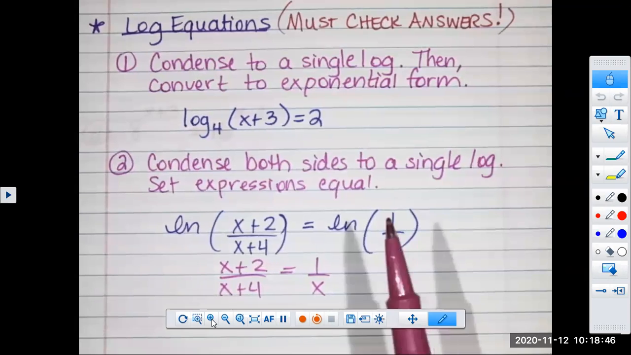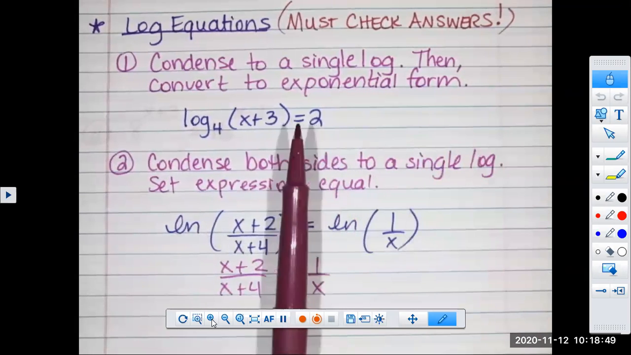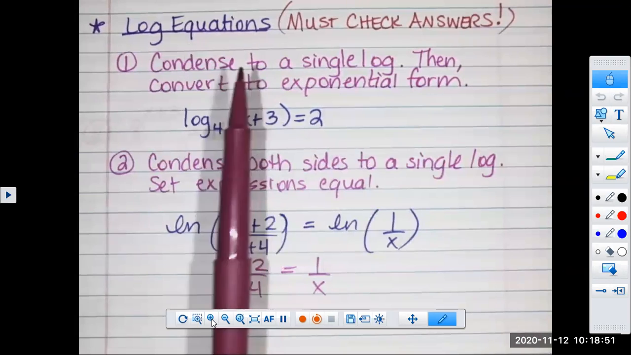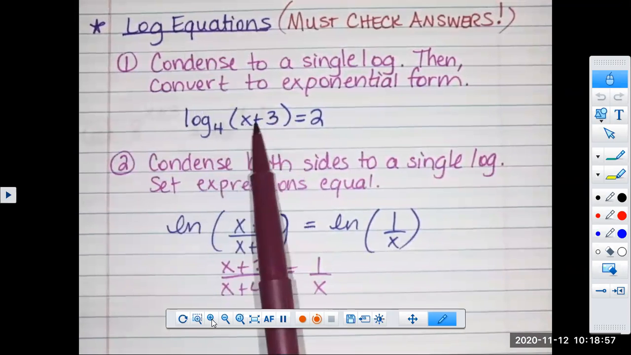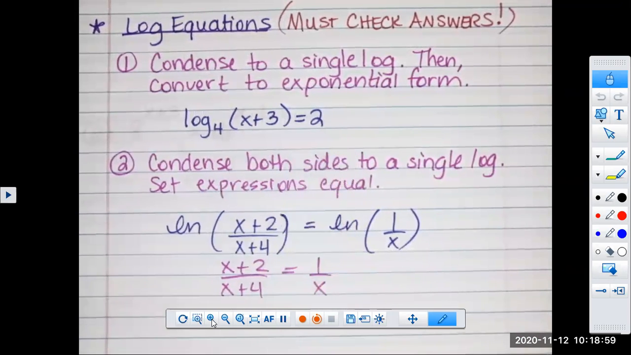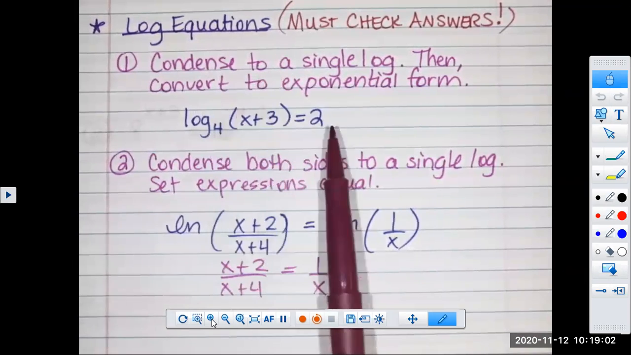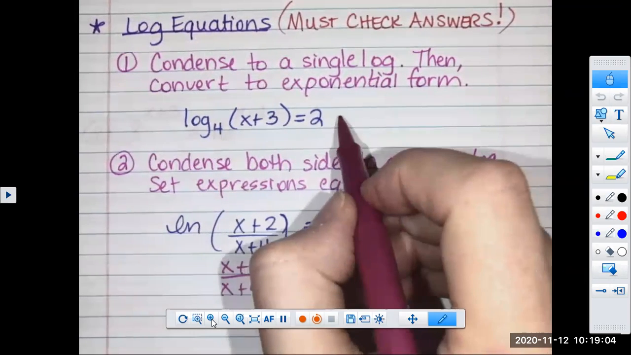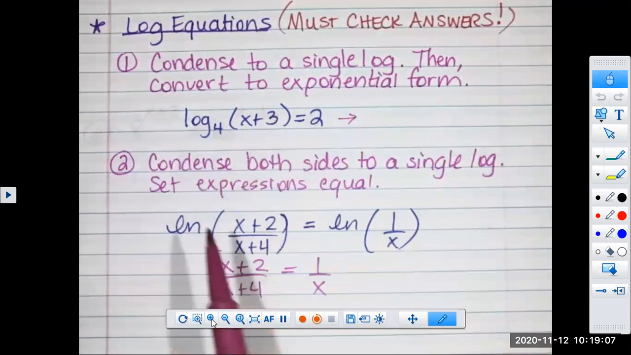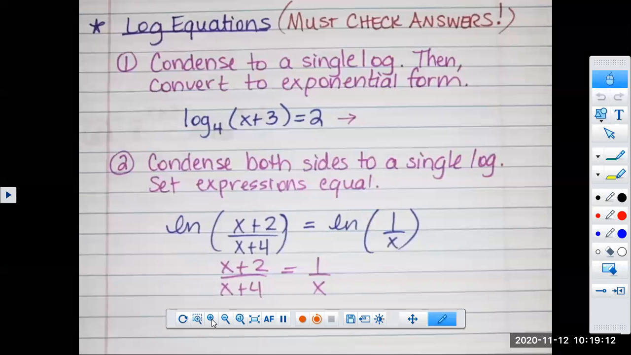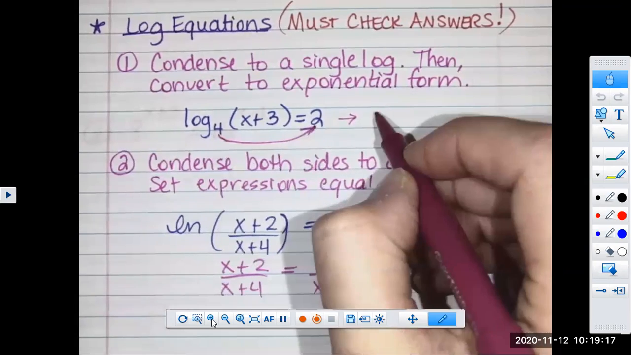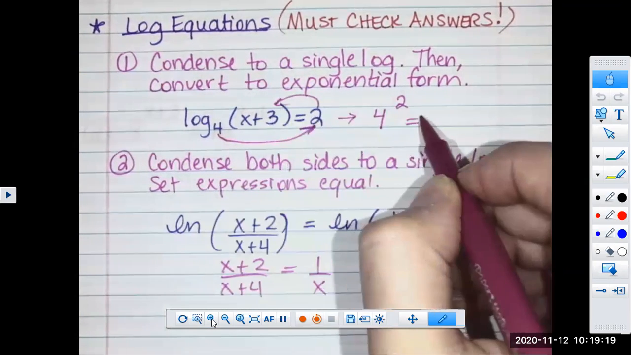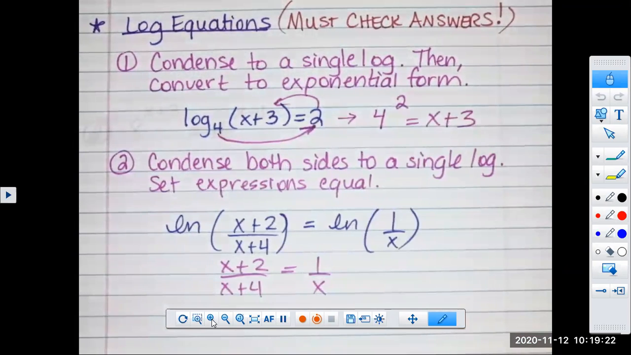Okay, so for log equations, there are two cases. In one case, you need to condense one side to a single logarithm and the other side to a constant. Then from there you convert it to exponential form. So how would you convert this to exponential form? Base 4 squared equals x plus 3. And then you would solve it from that point.